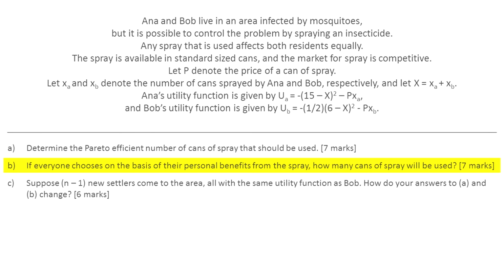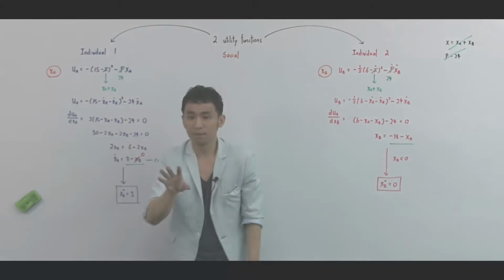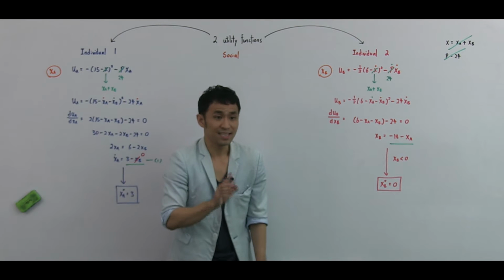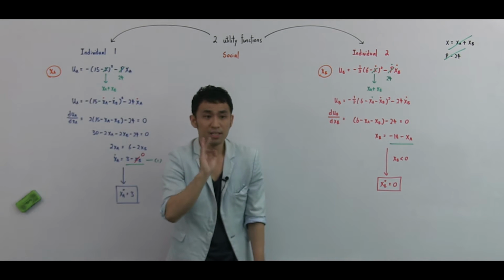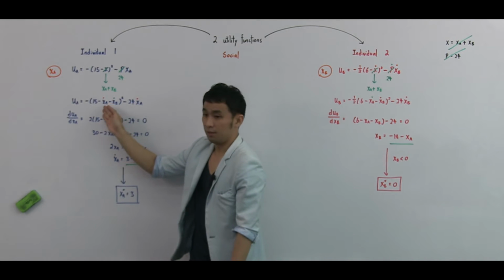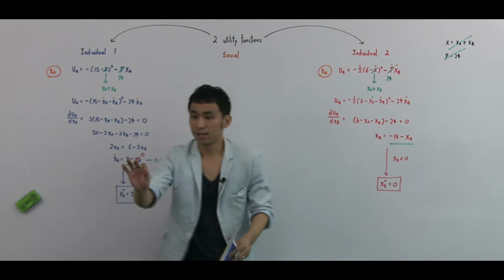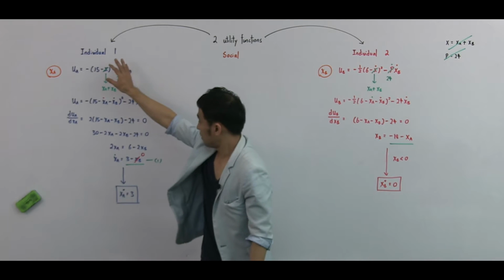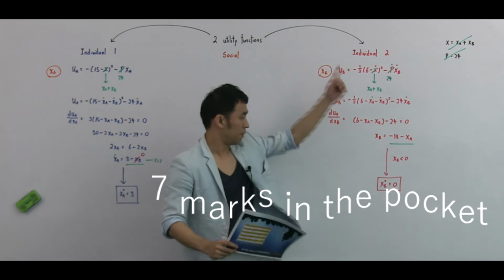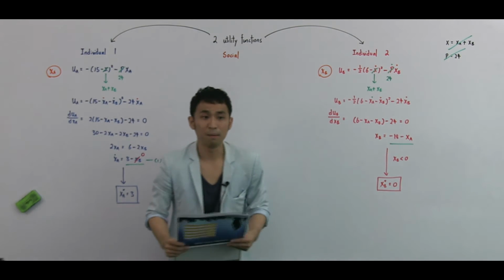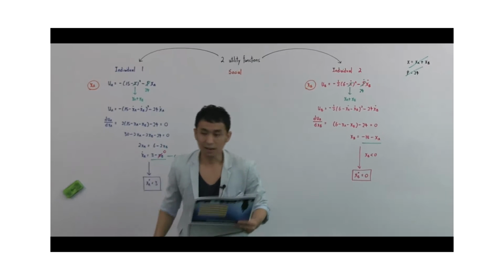If everyone chooses on the basis of their personal benefit, when they look at the problem individually, I choose my optimal amount individually. That means I look at my individual utility function. For Bob, I look at his individual utility function. What is the amount I consume? N will buy 3, Bob will buy 0. This is for part B, 7 marks. Okay, now let's go into part A.